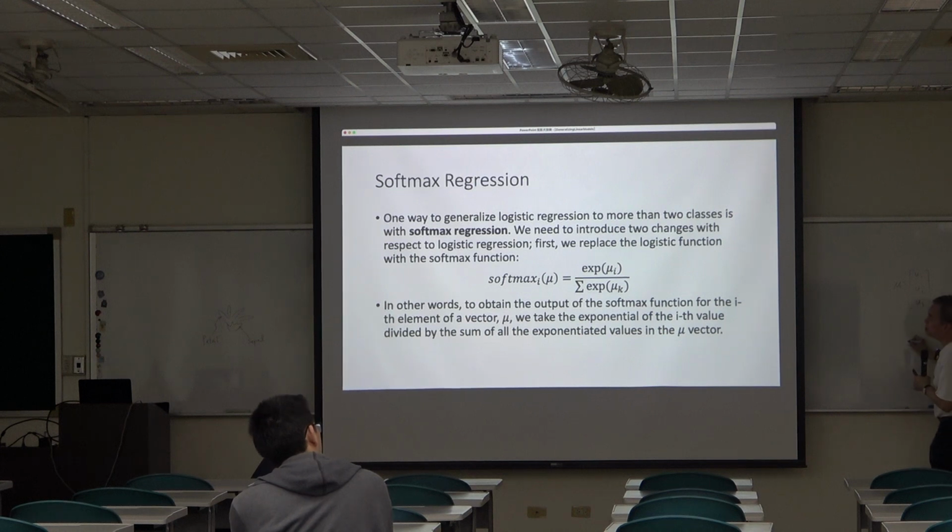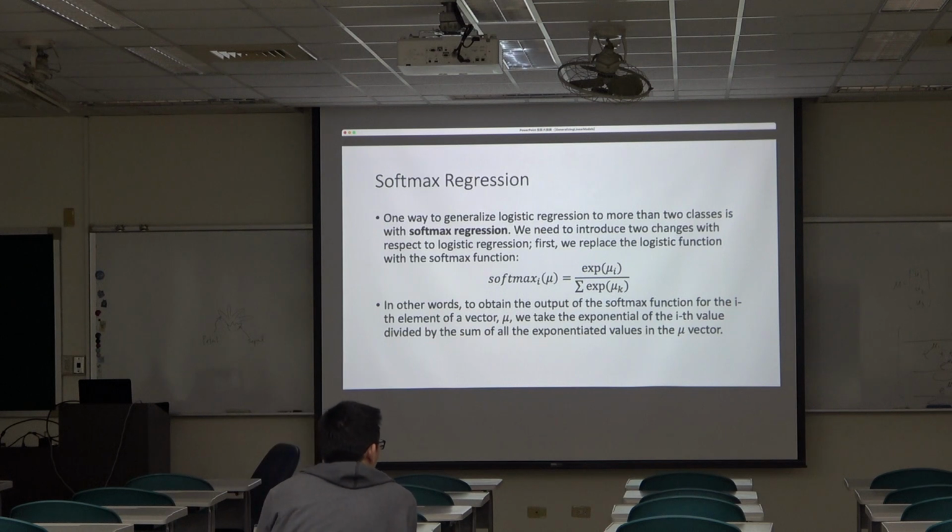The result is going to be mu1, mu2, mu3, each divided by the same denominator: mu1 over the same denominator, mu2 over the same denominator, and mu3 over the same denominator. Okay? So you apply the softmax.